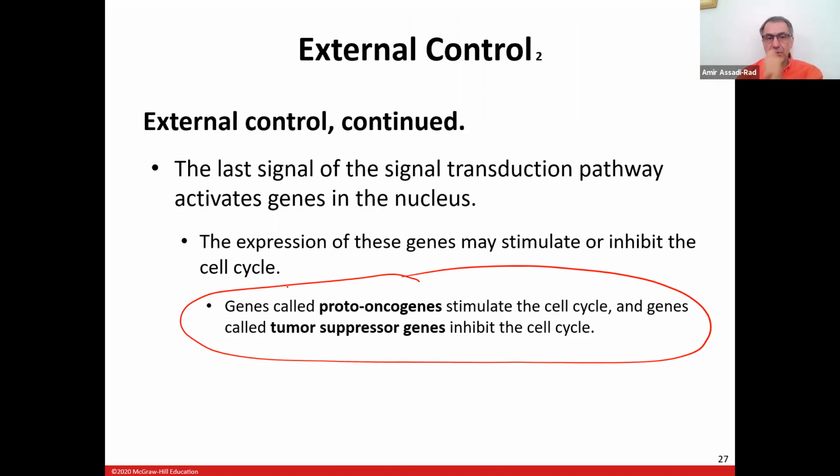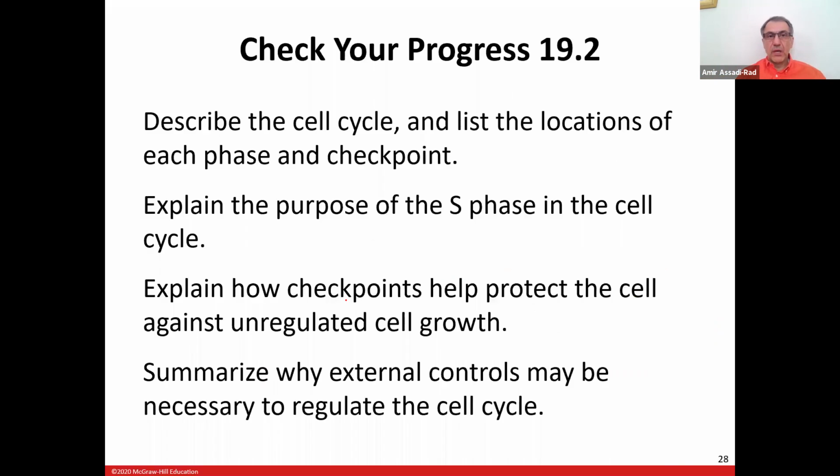So genes called proto-oncogenes, oncology, you've heard of that term. It means study of cancer. So proto-oncogenes stimulate the cell cycle, and the genes called tumor suppressor genes inhibit the cell cycle. We'll talk about this when we get to the cancer chapter. Oncogenes are a set of genes that are involved with the cell cycle and so on and so forth, which we'll talk about later on.